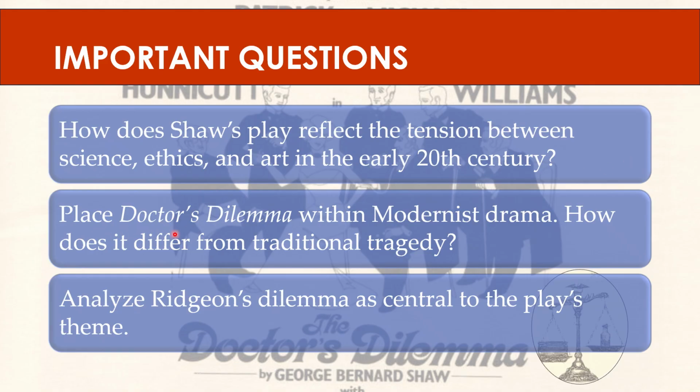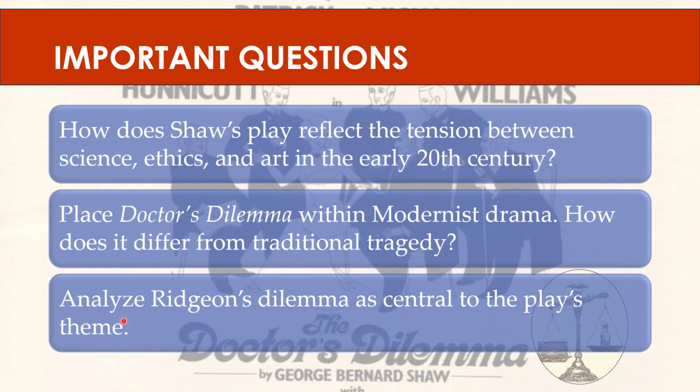So that is one question. Next, we have place The Doctor's Dilemma within modernist drama. How does it differ from traditional tragedy? Here, the literary structure or the form of tragedy has been taken, and the modernist movement has also been taken, and that's how you have to place the play, The Doctor's Dilemma, within these two elements, the movement or the time of modernism, as well as how it is different from the traditional tragedy.